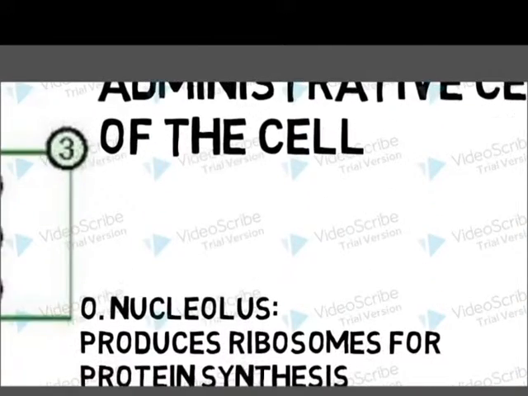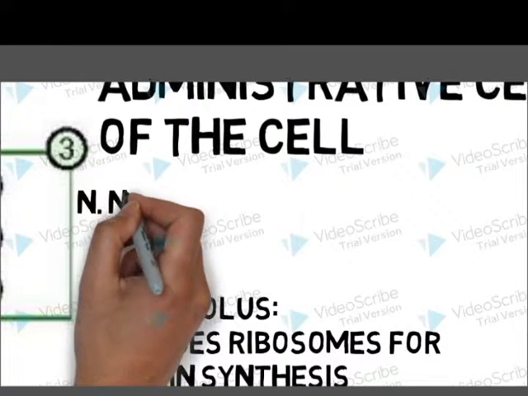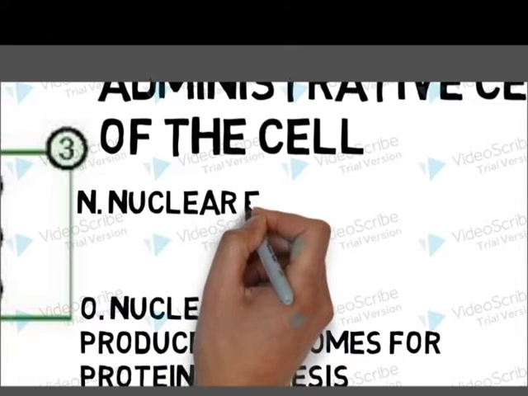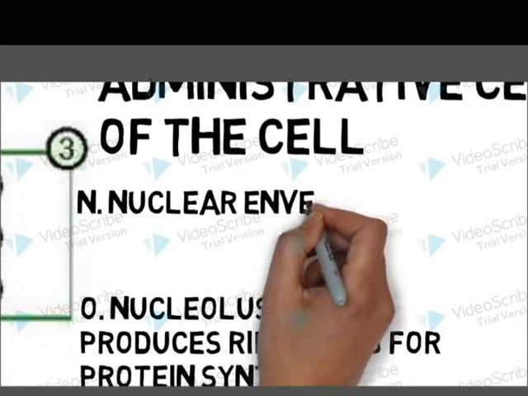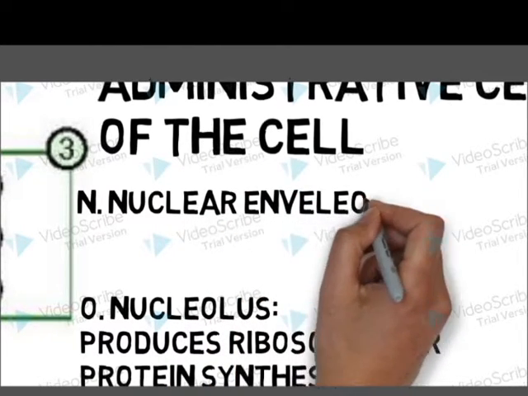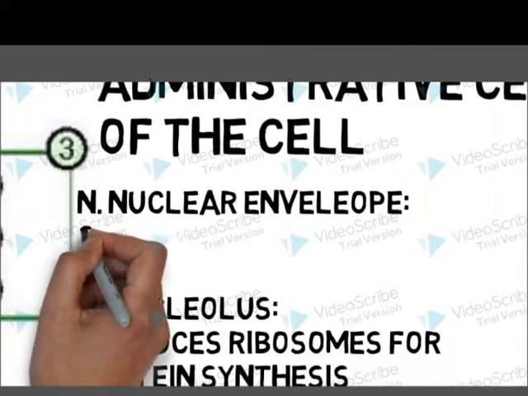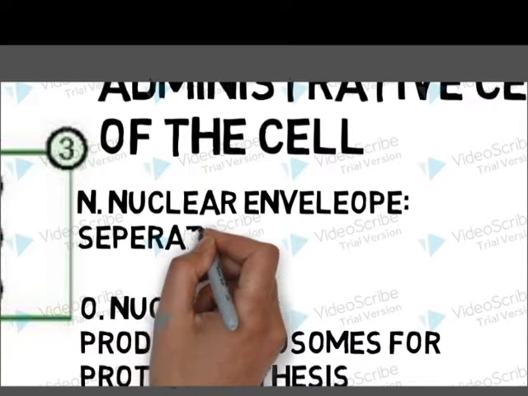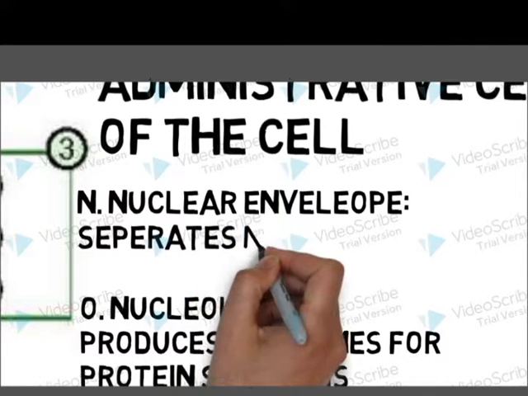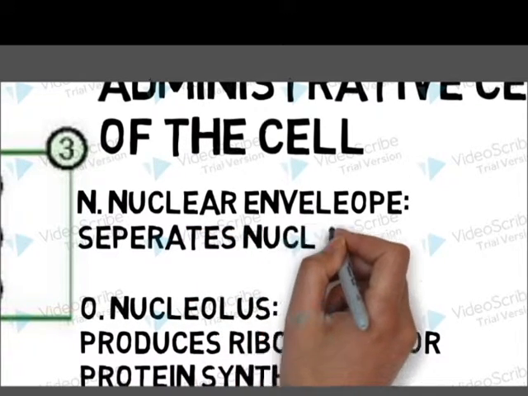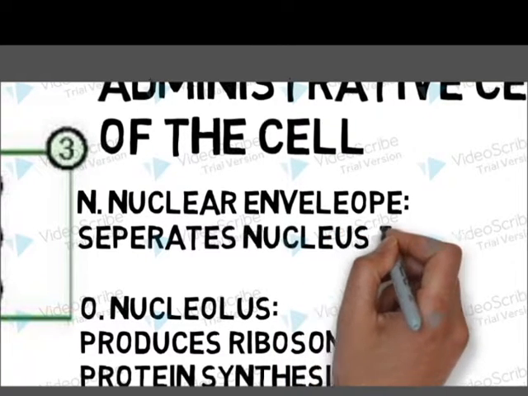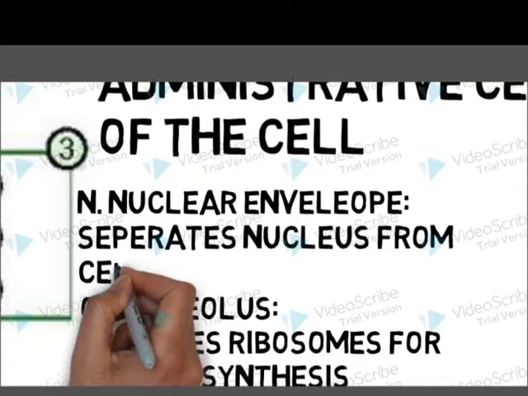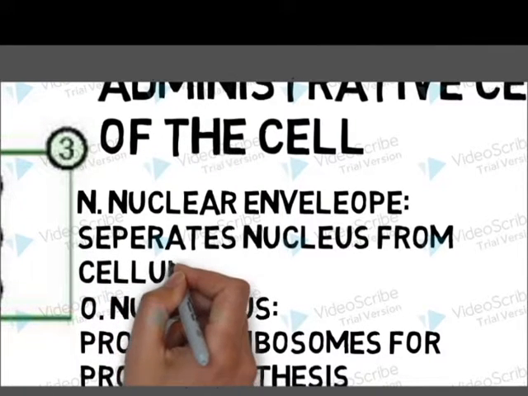The nuclear envelope is a double-layered membrane that separates contents of the nucleus from the cellular cytoplasm. The nuclear envelope is covered with holes called nuclear pores that allow specific types and sizes of molecules to pass back and forth between the nucleus and cytoplasm. The nuclear envelope is attached to a network of tubules where protein synthesis occurs, which is the endoplasmic reticulum.